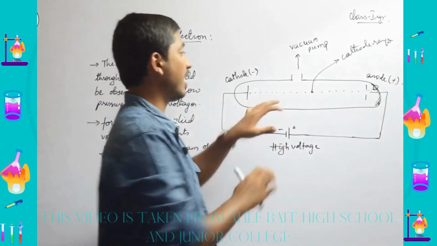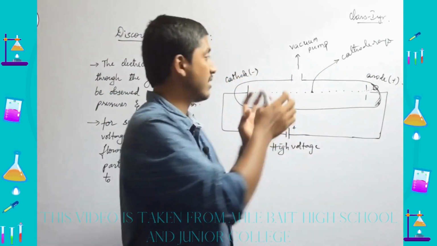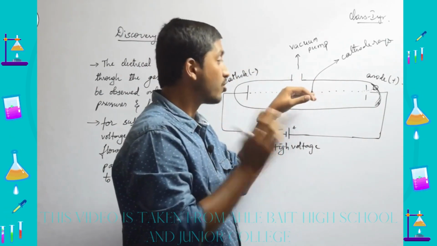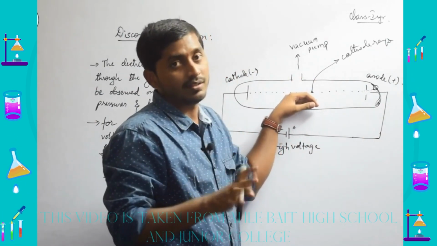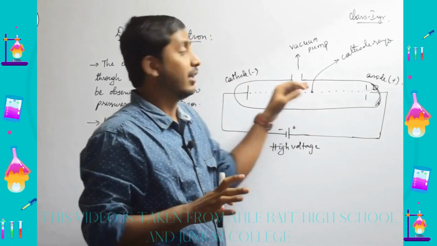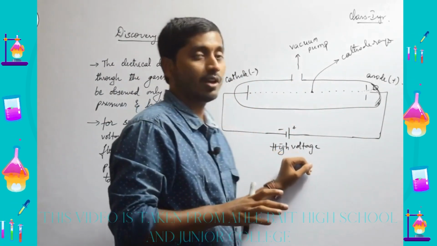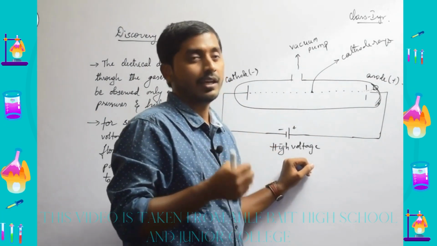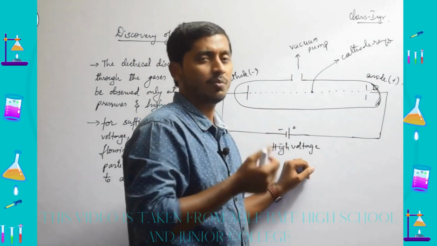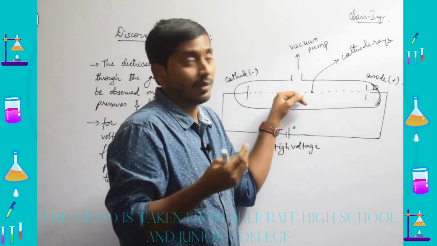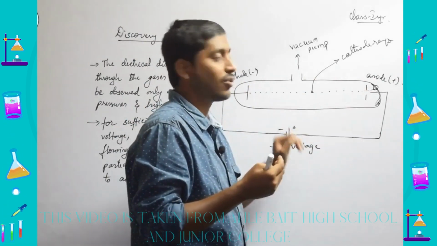Once again, see here, he took a discharge tube in which the whole gas is removed, it is evacuated, almost zero pressure. Then he placed two metal electrodes inside it and connected it to a high voltage. As he increased the voltage more and more while maintaining very low pressure, he could observe that there is some current flowing through the circuit.